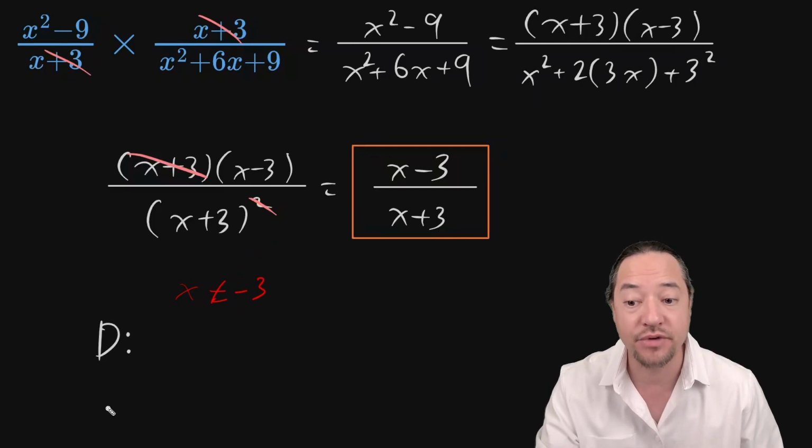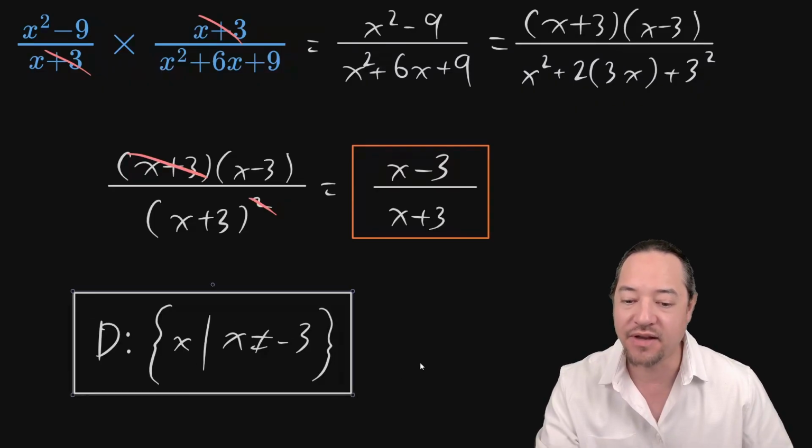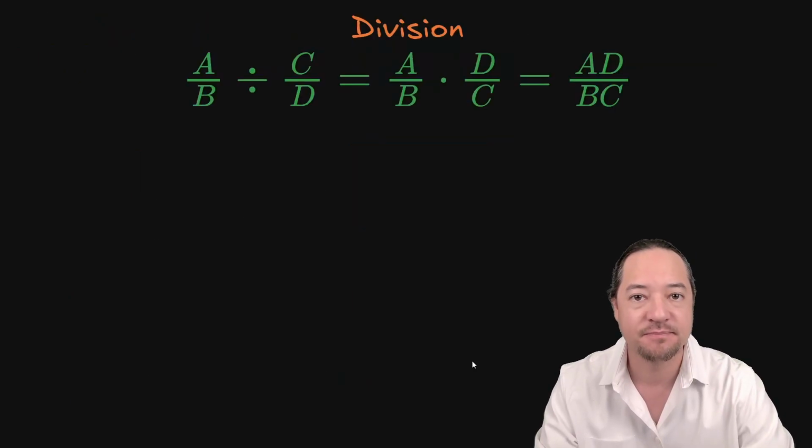right? Just subtract 3 from both sides. So that's going to be the only real restriction on our domain. The domain will be any x such that x is not equal to negative 3. Okay, and there you go. Try and remember the domain here. Let's take a look at division next.